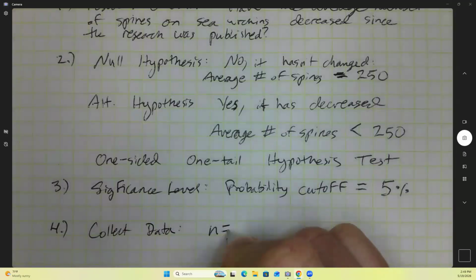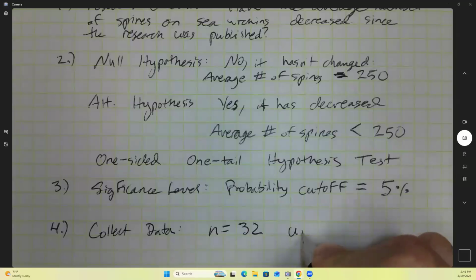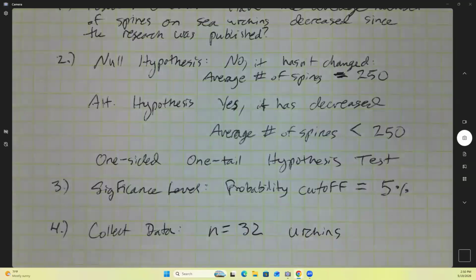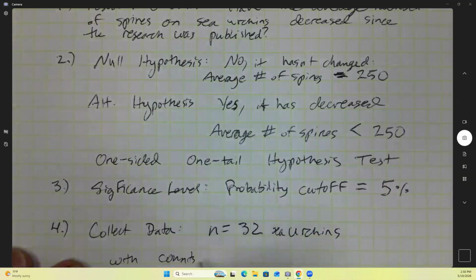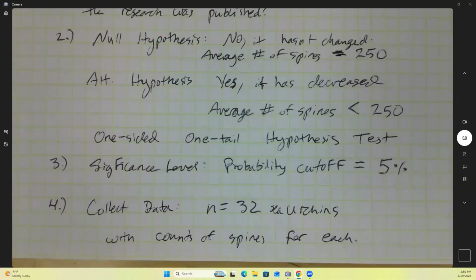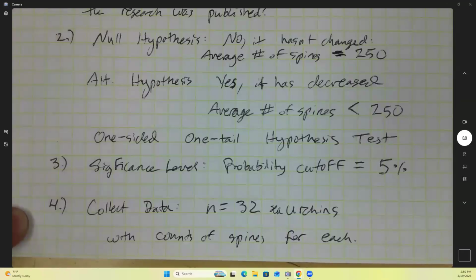And let's say that we have 32 urchins. I'm not going to list out all of their spine counts, but let's imagine we have that, with counts of spines for each. Right? We can sit down. I mean, we sat down, and except for my kind of wandering tangent over there, we did steps 1 through 3 in about 2 minutes. That's the easy part. Step 4 would take us minimum of a day, right?